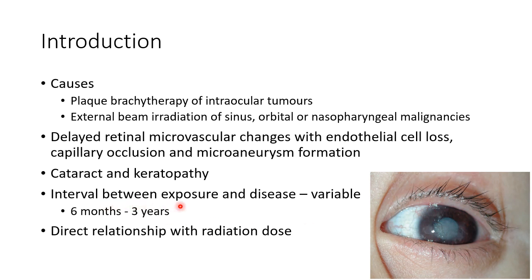The interval between radiation exposure and development of radiation retinopathy is variable and it is usually between 6 months to 3 years. Radiation retinopathy has a direct relationship with the radiation dose.